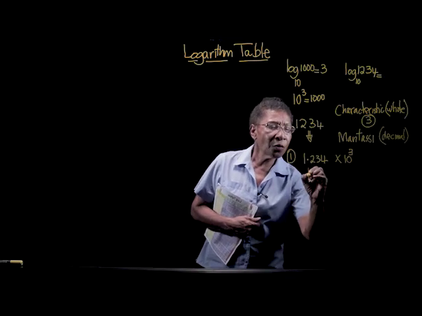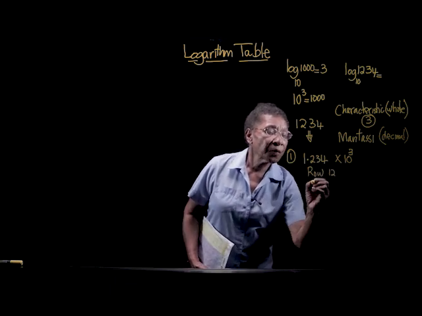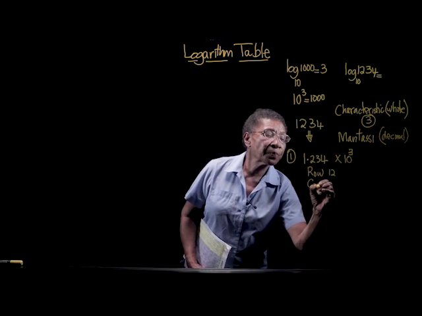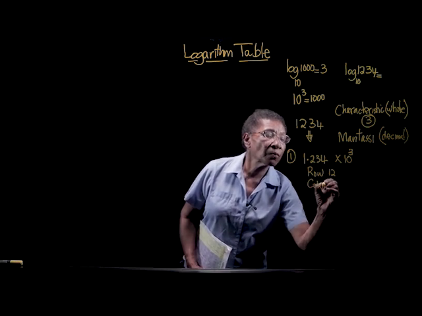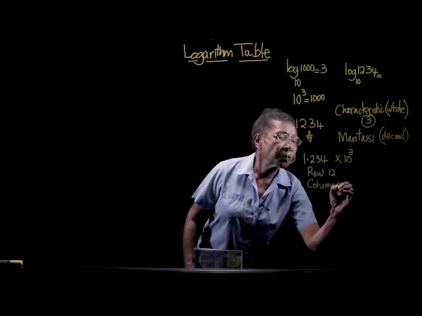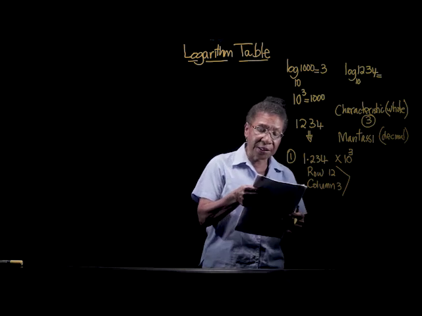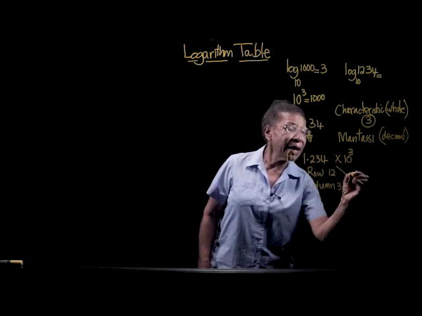So I will write it over here. I go to row 12 and column 3, and that gives me a value of 0.899.